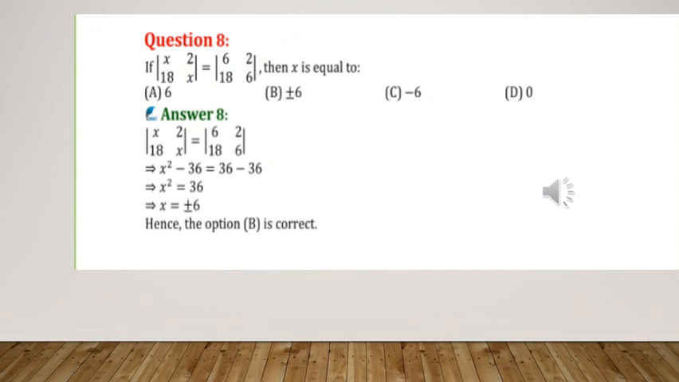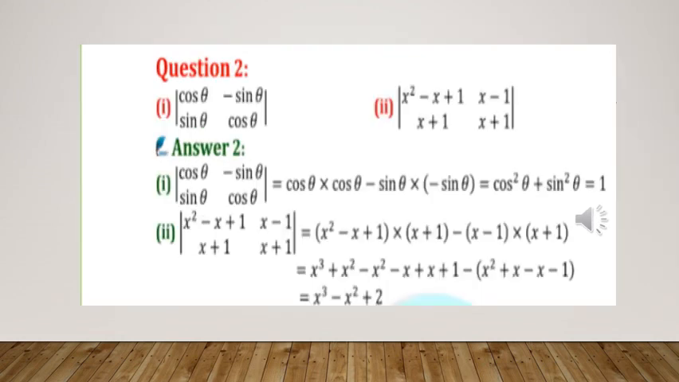Question number 8. If determinant x, 2, 18, x equals determinant 6, 2, 18, 6, find the value of x. Expand. Left hand side x square equals 36. Right side 36 minus 36, 0, etc. So x square equals 36. x is equal to plus minus 6. So option B is the correct answer.